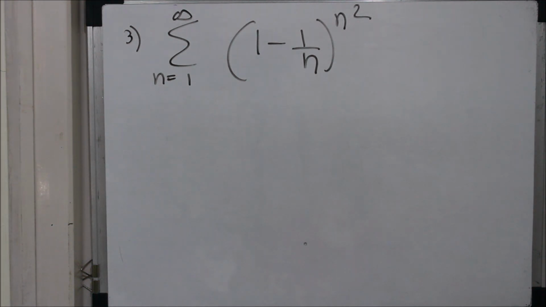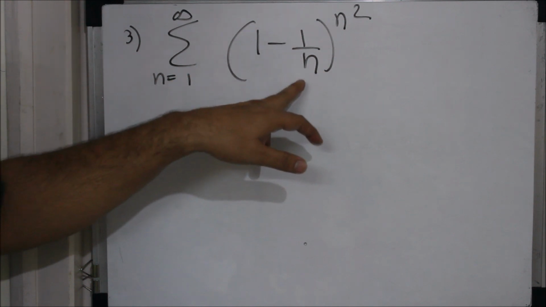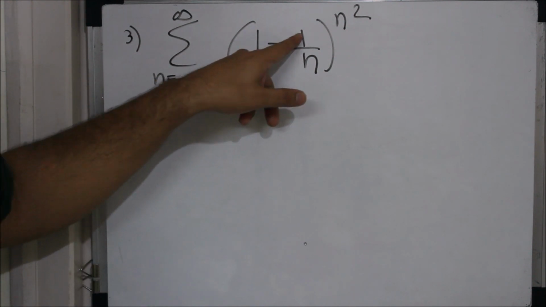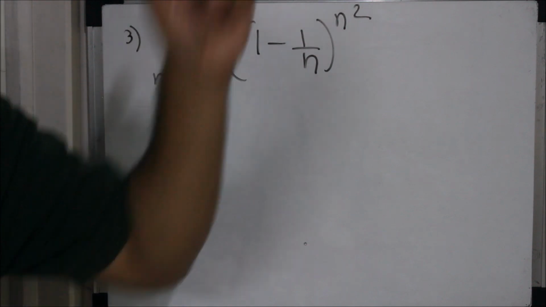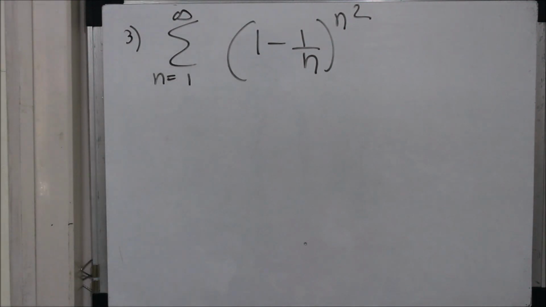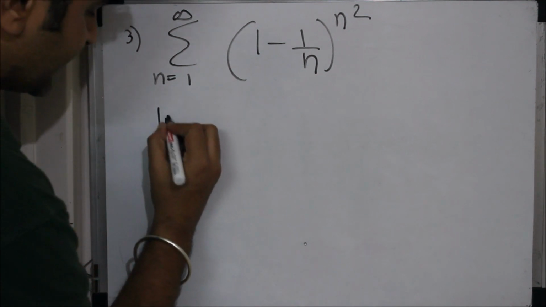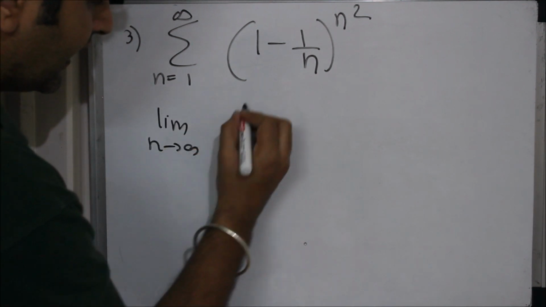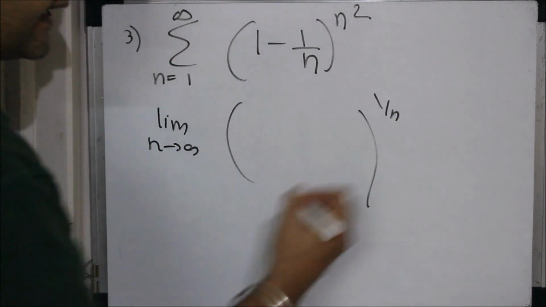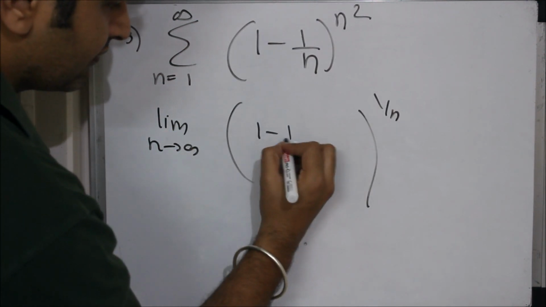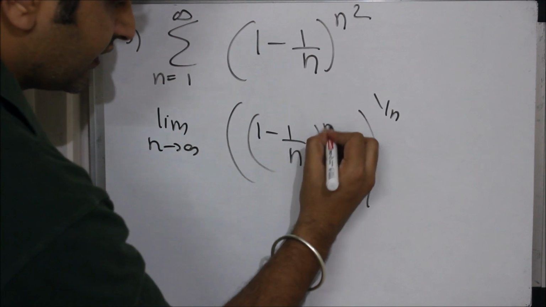So here if you try to apply ratio test, here it will be 1 minus 1 upon n, what will be an plus 1? 1 minus 1 upon n plus 1 raised to n plus 1 square, which is, you can see, it's not a good term. So we will avoid ratio test, or another way is, since there is a power of n in the picture, we will prefer root test. So what does the root test tell you? You take limit n going to infinity, nth root of an. What is my an? This is my an, 1 minus 1 by n raised to n square.